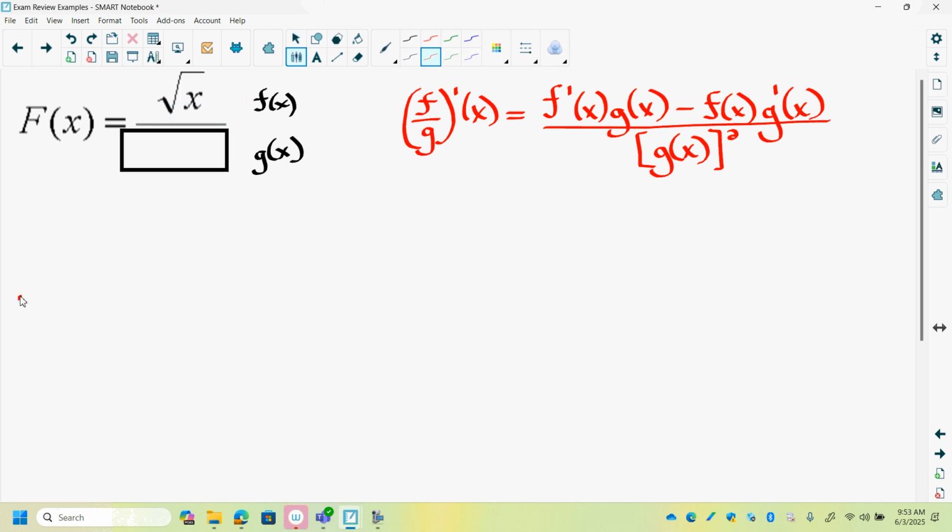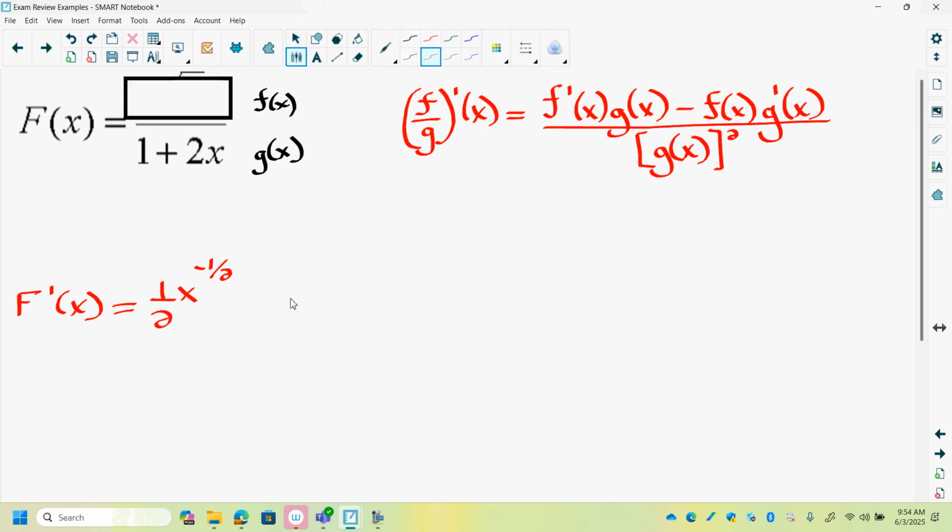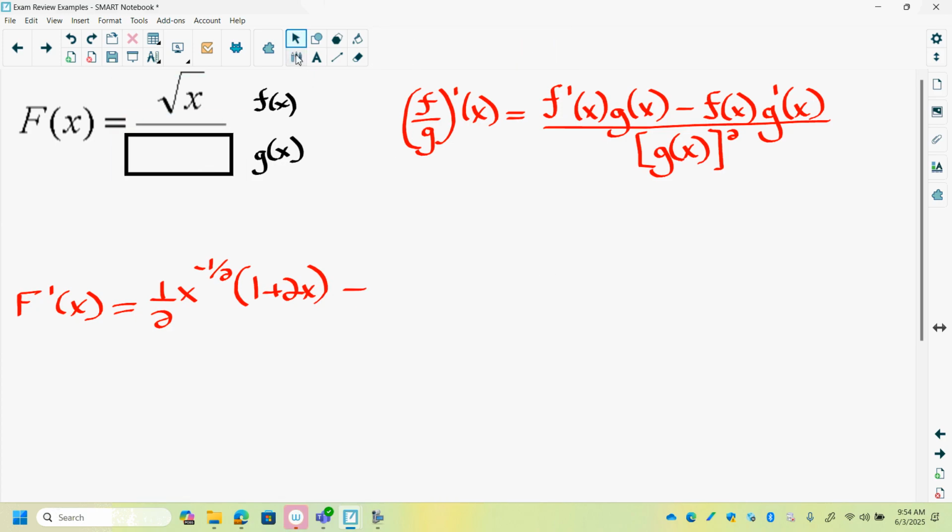We'll start with capital F prime x. The prime indicates we're talking derivative. What's the derivative of the numerator? What's the derivative of x to the 1/2? One half x to the, what's a half minus 1? Negative 1/2. That's the derivative of the square root of x right there. Times the denominator, times g at x, minus the numerator, root x.